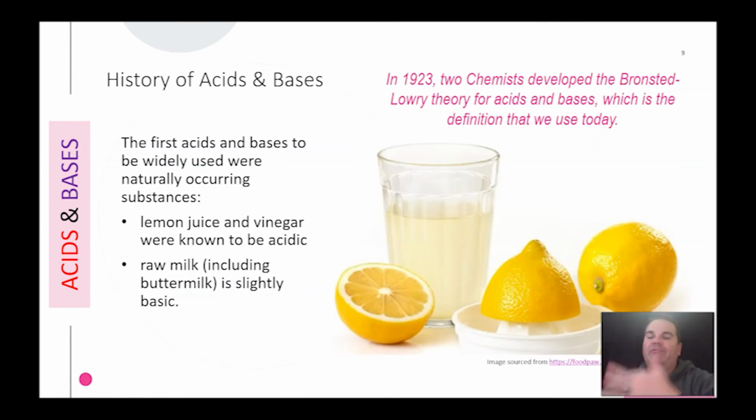Now, the whole theory of acids and bases, that whole theory that acids are proton donors and bases are proton acceptors, came about in 1923 from two chemists, Bronsted and Lowry, and they developed that theory that we still use today. Okay, the bases, though, however, have been around for thousands of years, and people have always known that things like lemon juice and vinegar were known to be acidic, and that raw milk, including things like buttermilk, are slightly basic. Okay, so it's been quite commonly known for a long time that if you got stung by certain insects, you could treat them by using something of the opposite acidity or basicity. So ant bites or stings, bee stings, for example, you could actually treat them using something that would help neutralize the sting.